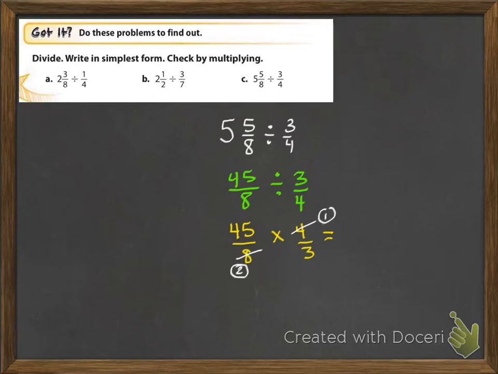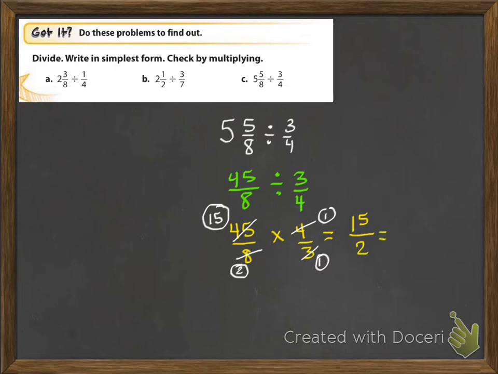Then, before we discount the 3 and 45, you want to think 15 plus 15 is 30 plus another 15 is 45. So 3 and 45 can also be cross-simplified. 3 divided by 3 is 1, and 45 divided by 3 is 15. And now you can just multiply straight across to get your answer. 15 times 1 is 15, over 2 times 1 is 2.